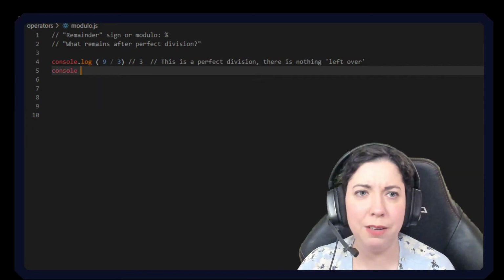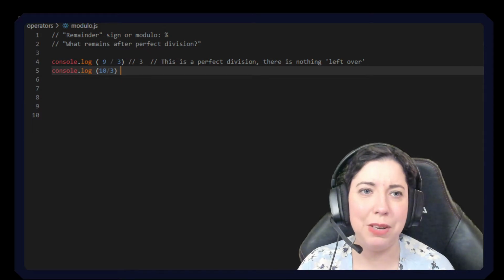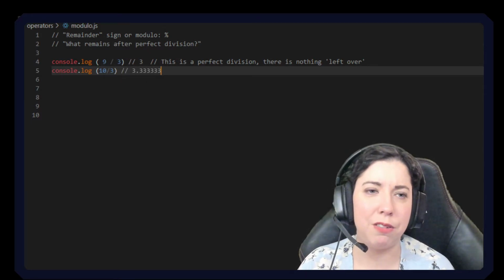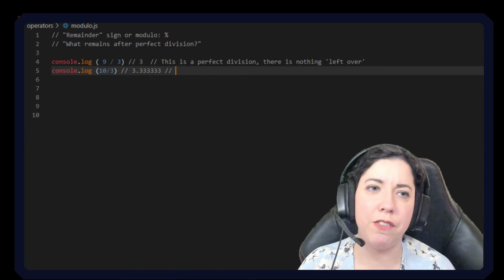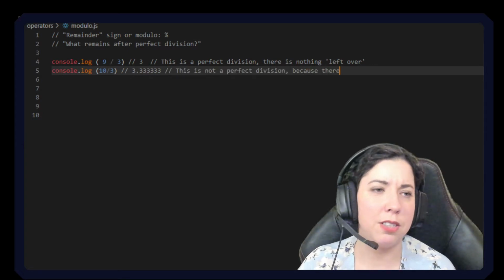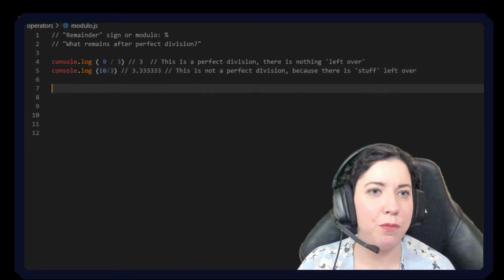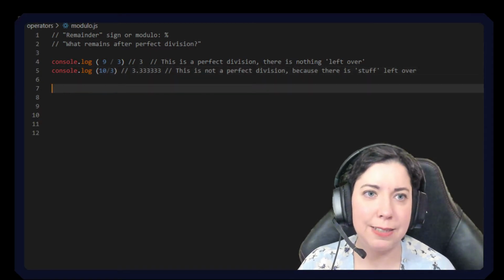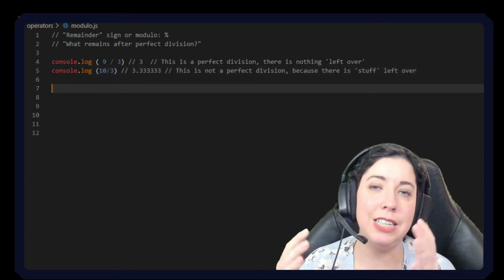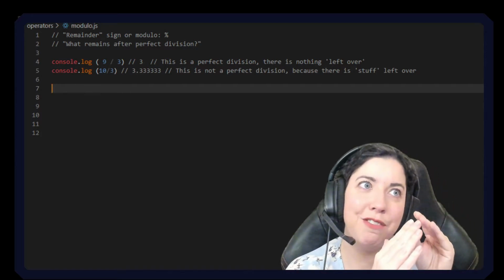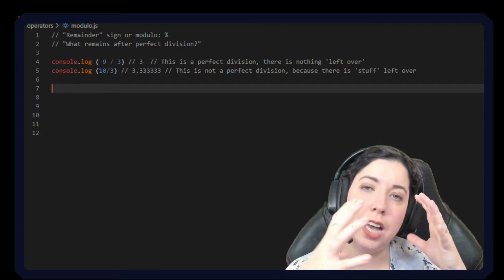But what if we try to log 10 divided by 3? Then we get 3.333333333, right? It's not a perfect division because there is stuff left over. So what a modulo does is it returns to us the remaining value after a perfect division.